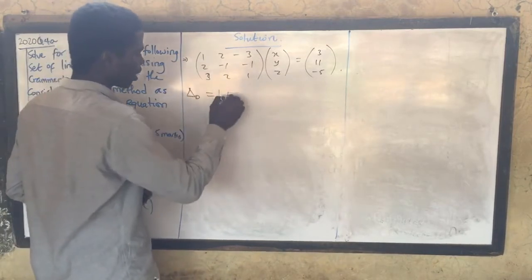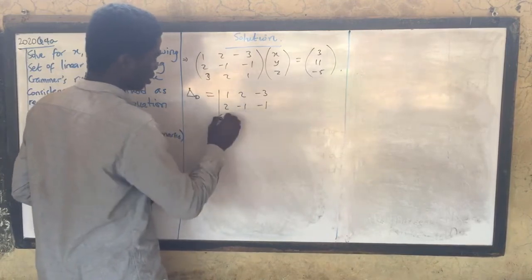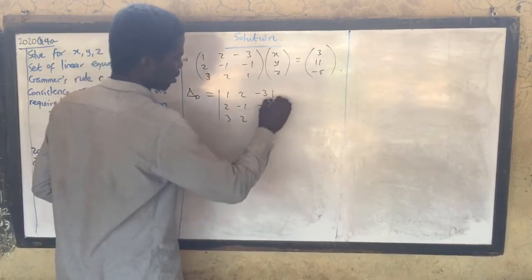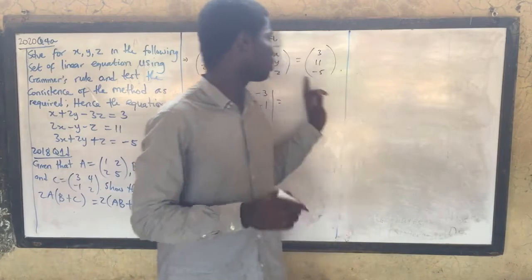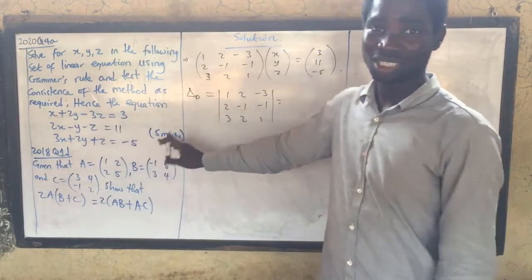So the determinant of 1, 2, minus 3, 2, minus 1, minus 1, 3, 2, 1. I will also show you how to solve matrices on the calculator. You can solve this whole thing on the calculator straight, and you get your answer.